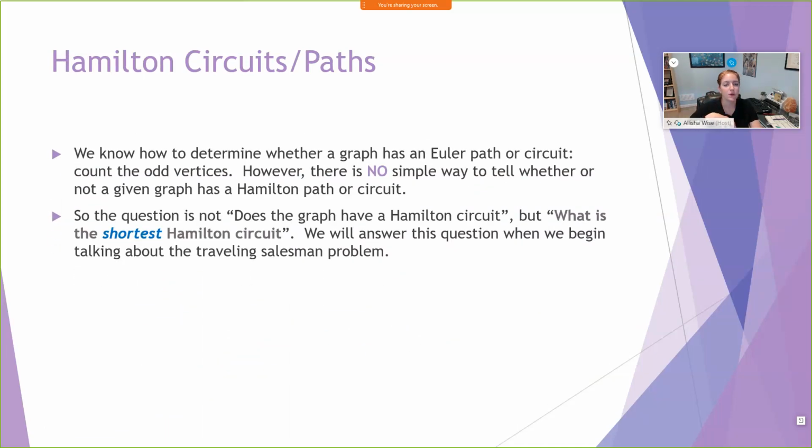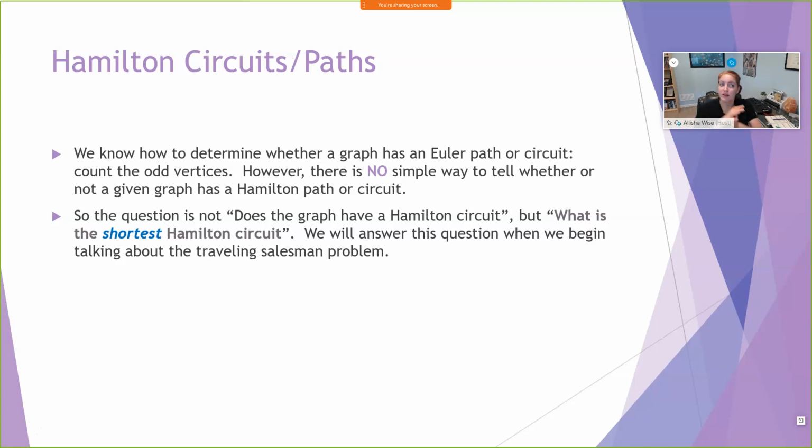I talked about this before. With Euler, there was a quick way to know if it had an Euler path or an Euler circuit. You count the degree, right? If they're all even, there's an Euler circuit. If two are odd, there's an Euler path. However, there's no simple way to figure out if there is a Hamilton path or circuit. Instead, you have to figure it out.